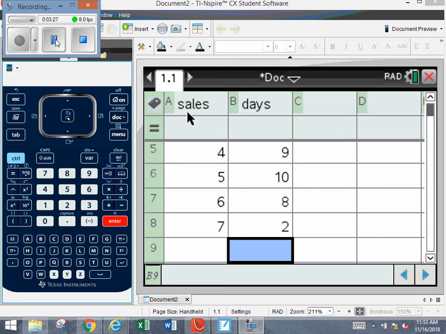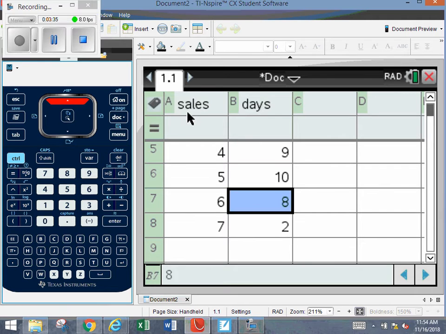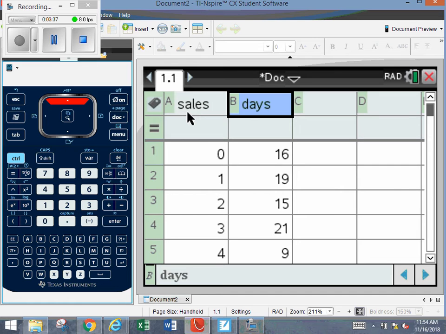Not yet. No, do not put in the third column. Just put in X and F, or sales and days. Should look a little something like this. Go up. All right.